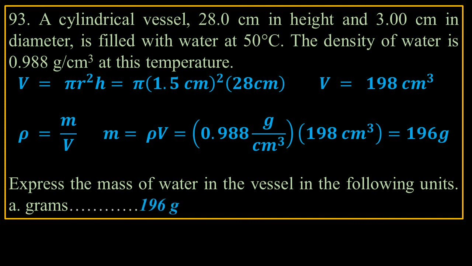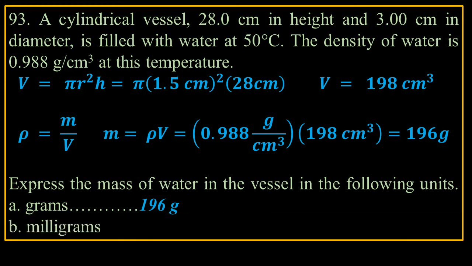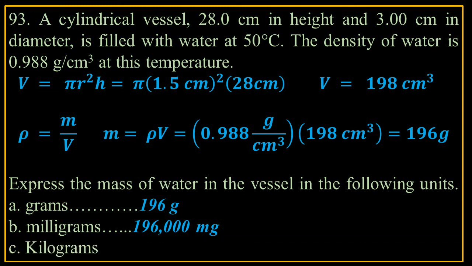I think it's going to be milligrams next, so you're going to multiply it by 1,000. So that'd be 196,000 milligrams. And then kilograms would be 0.196 kilograms. And in kilograms, 0.196 kilograms. And that's correct. Next.